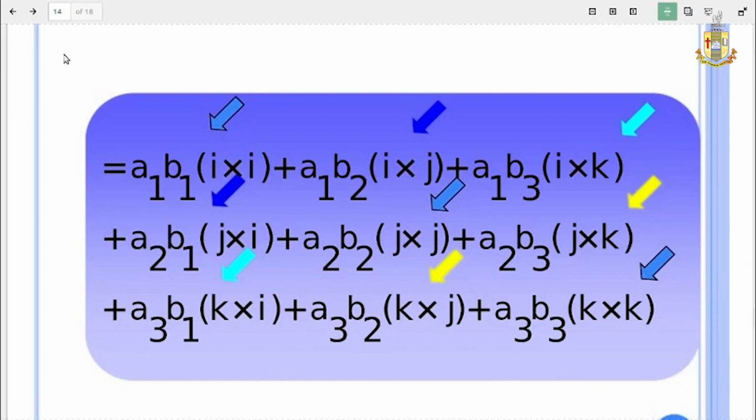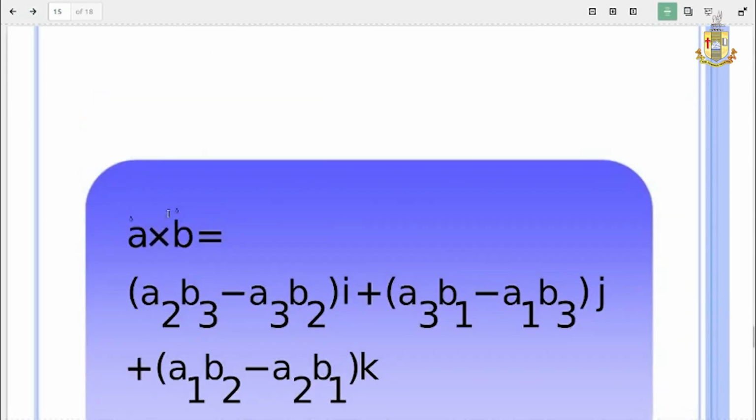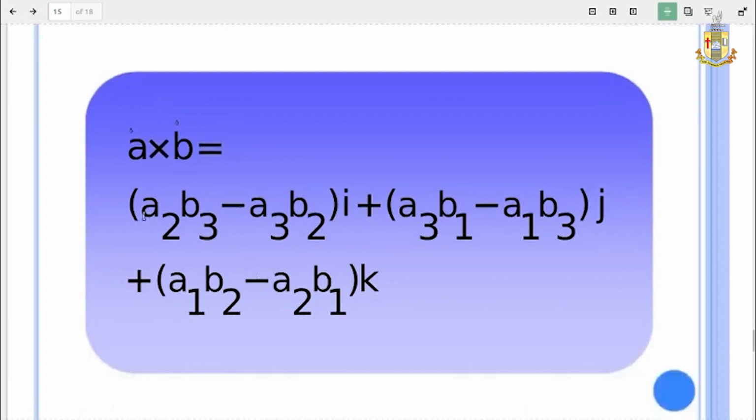So if you see this, finally we will get A vector cross B vector as A2 B3 minus A3 B2 i vector plus A3 B1 minus A1 B3 j vector plus A1 B2 minus A2 B1 k vector. So finally we get the cross product of the two vectors, A vector cross B vector, as the answer.